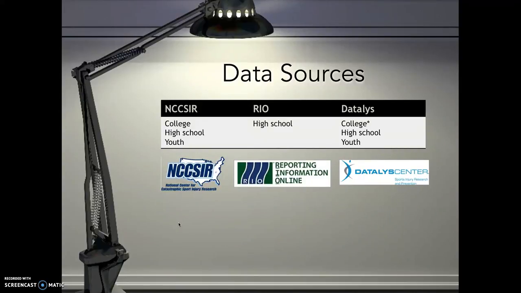The first is NCCSIR, which is the National Center for Catastrophic Sport Injury Research. Even though their name is Catastrophic Sport Injury Research, they collect data across all sports, and this would be data that involves serious injuries. We'll have to understand direct versus indirect injuries. Those are some terms used by the NCCSIR. And again, the data is for college, high school, and youth sports.